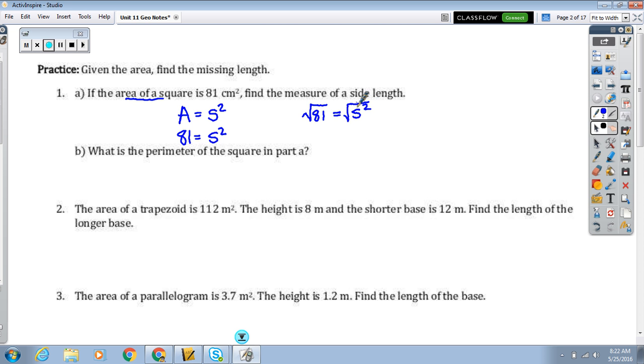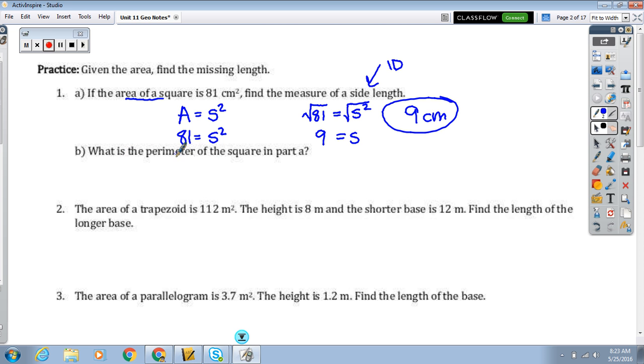Square rooting and squaring are inverse functions. They undo each other. So that would get me S all alone, and the square root of 81 is 9. Now, the side is a one-dimensional length, meaning when I consider my units, it's not going to be centimeters squared, it's going to be just regular old centimeters. Cool. Once I know how long the side is, I can use that 9 in maybe a different formula or in a different way.